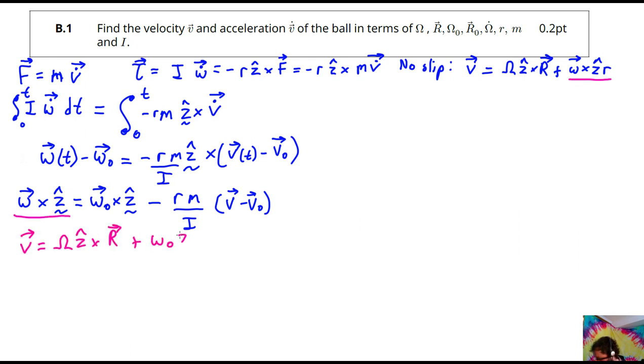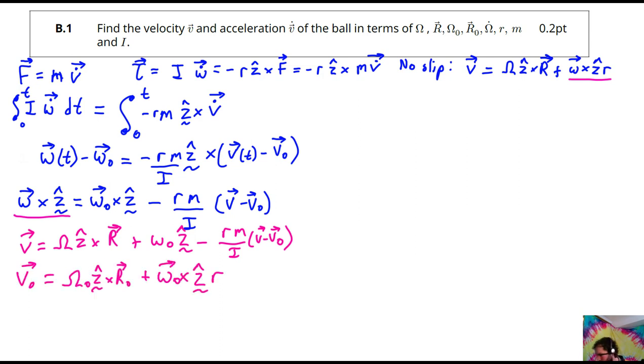So that means that we're going to get, and then we can do the same thing, except we can have the no-slip condition when we have v equal to v naught, or at time equals 0. So that's going to mean that capital omega is omega naught, capital R is capital R naught, and omega is omega naught. So that'll give us. Okay, now I want to rearrange that for the omega naught cross ZR term, and that will give me.